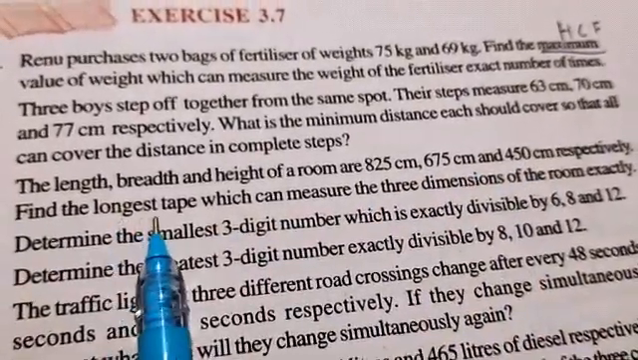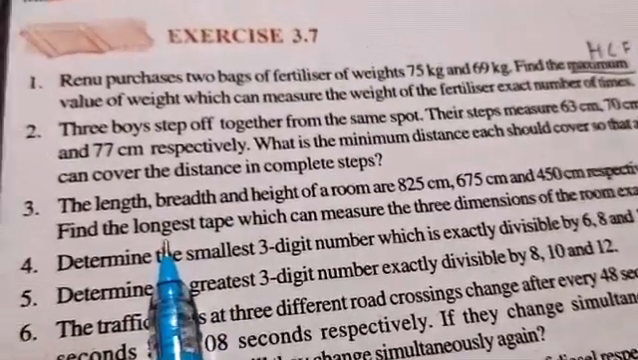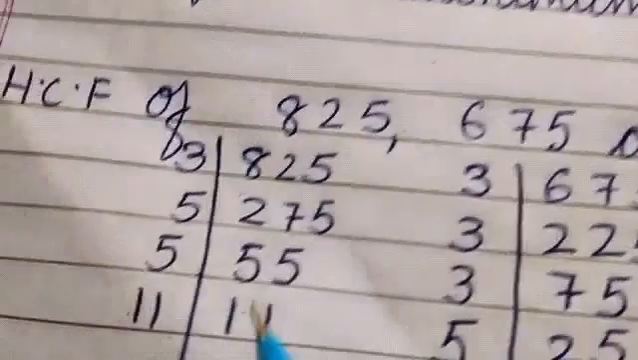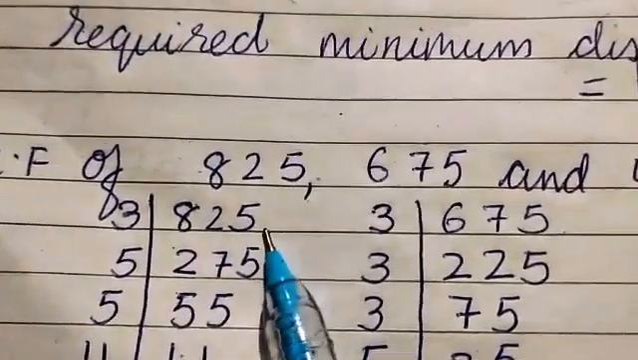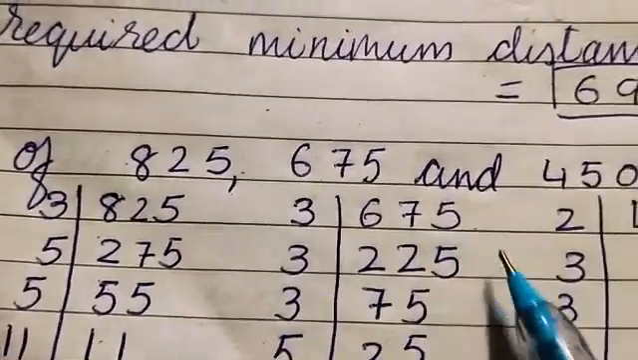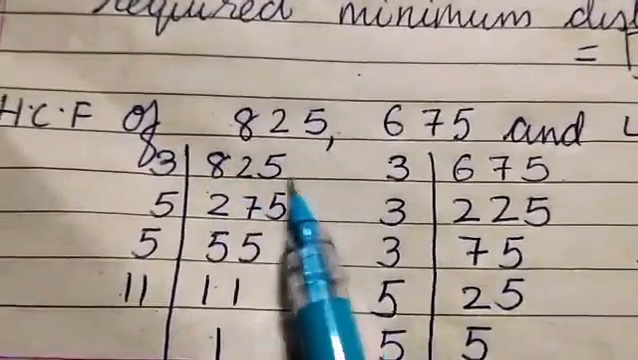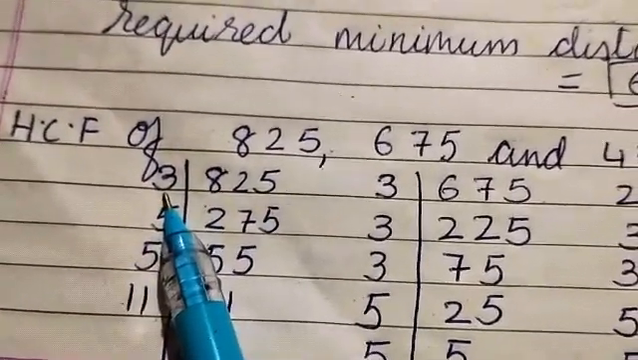And we need to find the longest. From the longest it will come to know that we need to find the HCF. So the HCF of 825, 675 and 450. First we will go for 825, then 675 and then 450. For 825, first we'll start with 3.